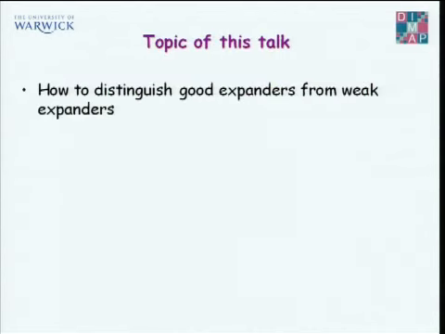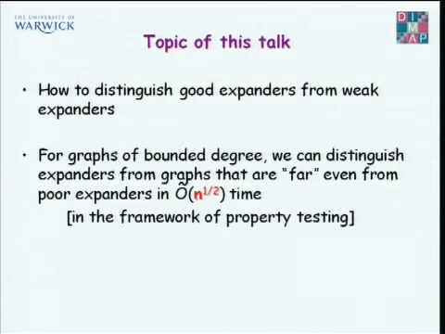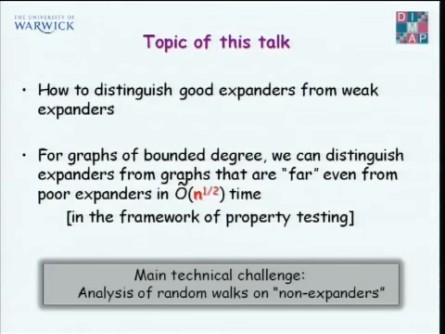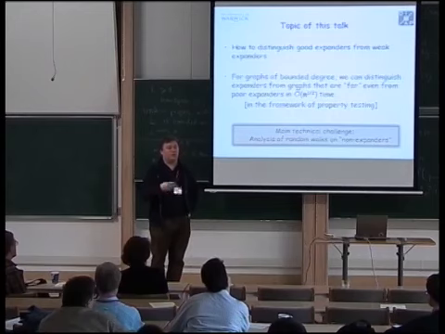The goal of this talk is to see how we can distinguish between good expanders and poor expanders. In particular, the main result is that in time proportional to the square root of n, we can distinguish between good expanders and poor expanders, all within the framework of property testing. Technically, the main challenge is how we can analyze random walks in graphs which are not expanders, or in some way, how we can show that if we have a non-expander graph, the random walks will be slow.